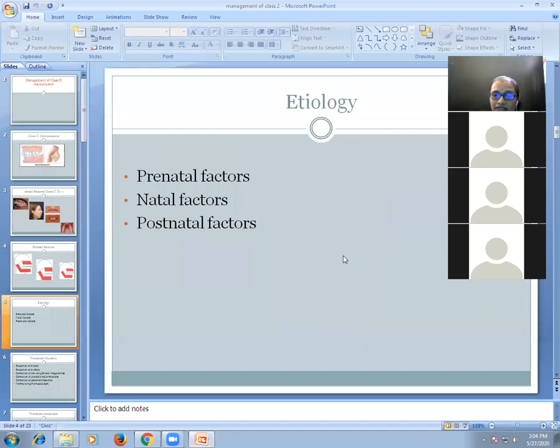Now coming to the etiology: prenatal, natal and postnatal. Prenatal factors: some studies have shown that the position of fetus or any abnormalities during the formation of pharyngeal arches will lead to class 2 malocclusion. Natal factors: trauma during pregnancy or during the birth. Postnatal: again trauma or any abnormal habits like thumb sucking, mouth breathing, etc.